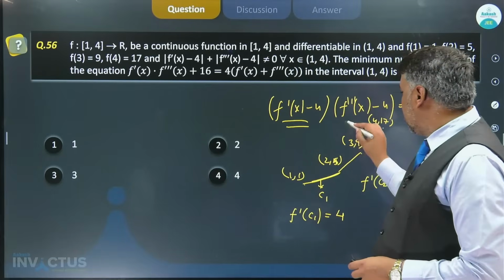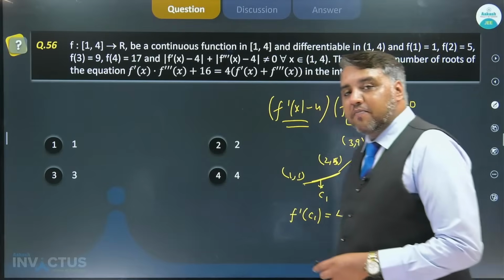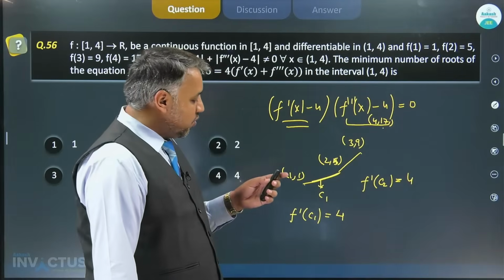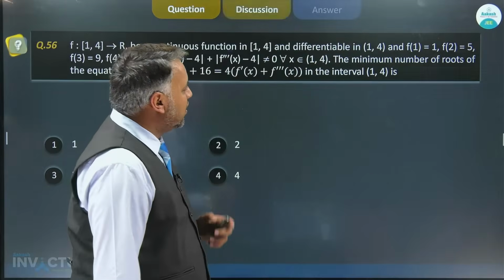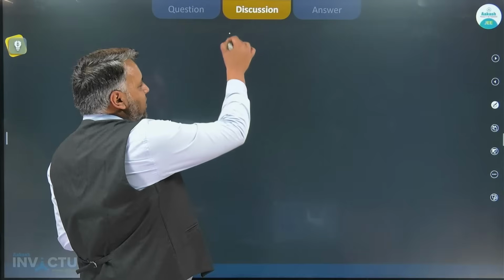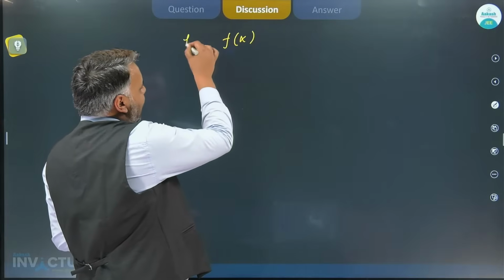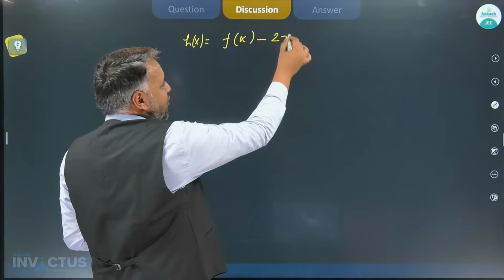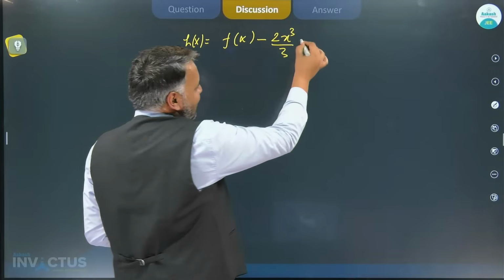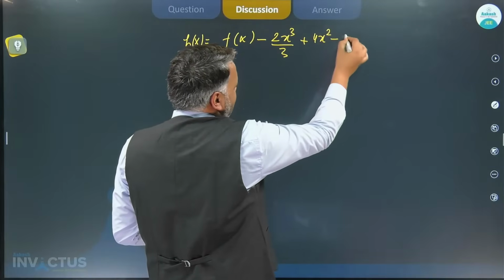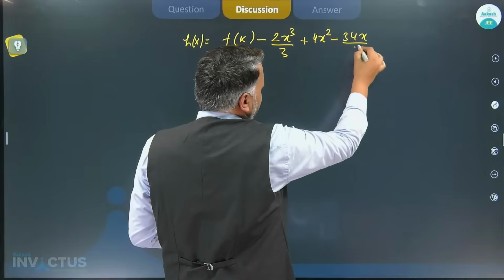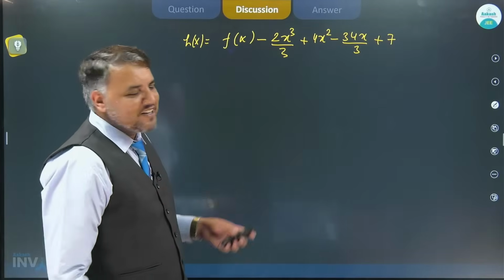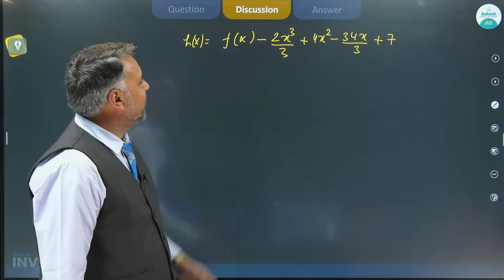Now we have to comment on f triple dash x is equal to 4. When will this happen, how many times can we say? So for this, let's assume a function hx, which is fx minus 2x cube by 3 plus 4x square minus 34x by 3 plus 7. Very simple function, you can easily assume.